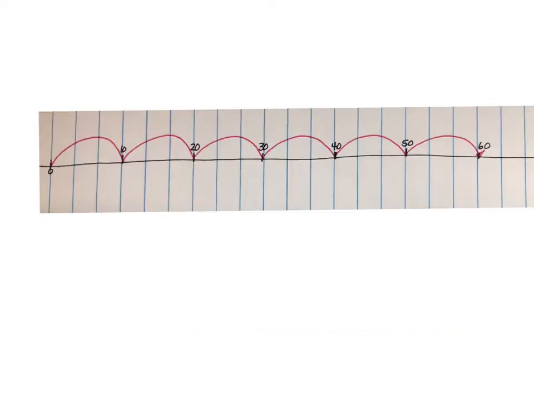Here I have a number line, and this number line is counting by tens. So 10 times 1 is 10, 10 times 2 is 20, 10 times 3 is 30, 10 times 4 is 40, 10 times 5 is 50, and 10 times 6 is 60.